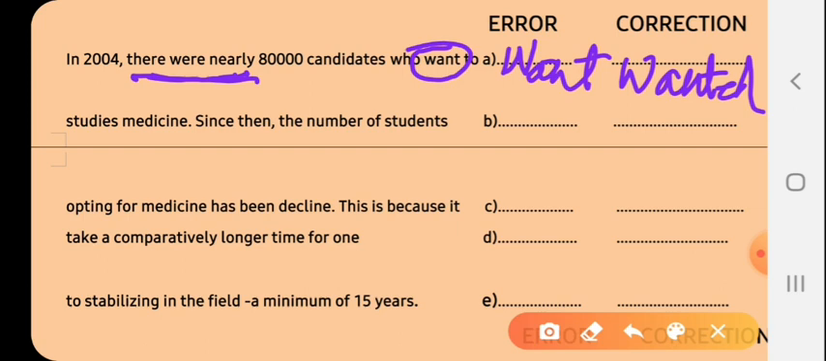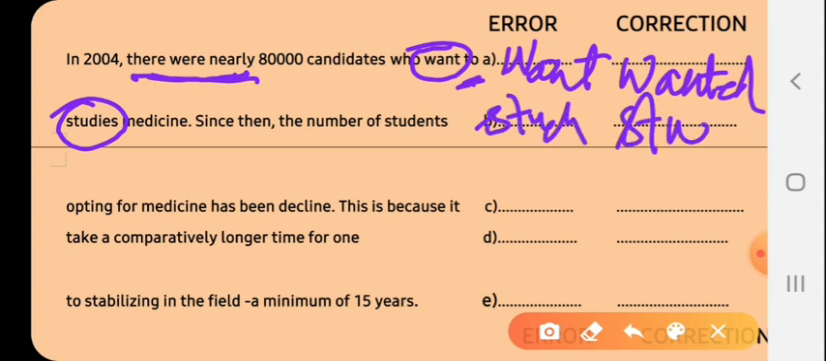Let's come to the second one. Wanted to study. To is followed by the main verb, first form of verb. So, to studies is wrong. What will be right? Study. To is followed by first form of verb. Study medicine.